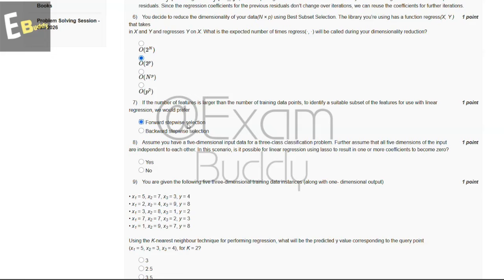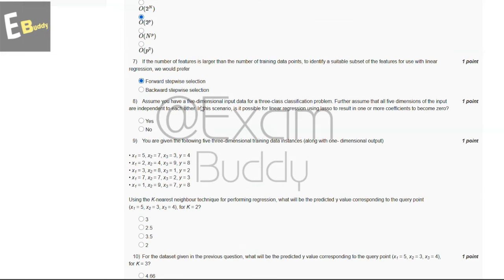And now let's go to our question number 8. Assume you have a 5-dimensional input data for a 3-class classification problem. Further assume that all 5 dimensions of the input are independent of each other. In this scenario, is it possible for linear regression using lasso to result in one or more coefficients becoming 0? Yes or no? So the answer of our eighth question is yes.